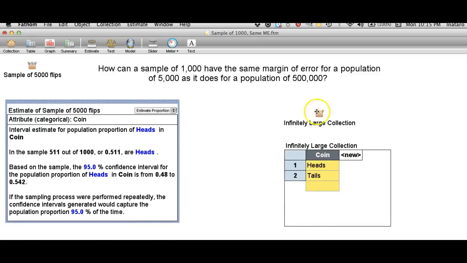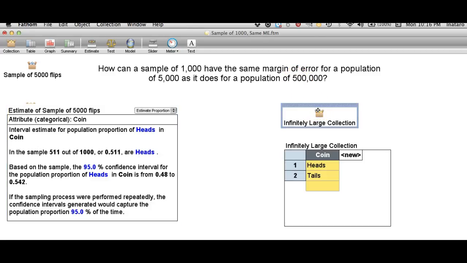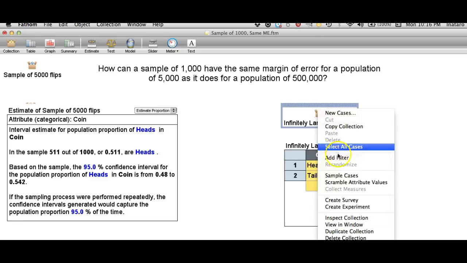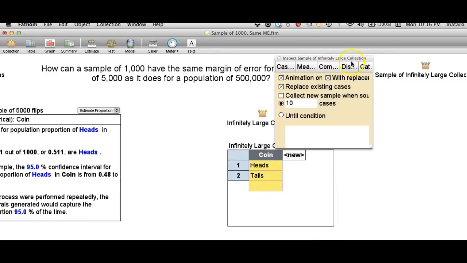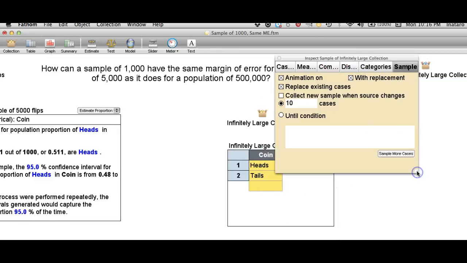So that's just 5,000 flips, but what if we had an infinite number of flips? So this is an infinitely large collection. I know it's a bit larger than 500,000, but we're going to sample from this collection. And so in this collection, right now I'm going to sample 1,000 cases. And here I have to use replacement because I want to make sure the proportion of heads, the probability of heads, stays at 50%.